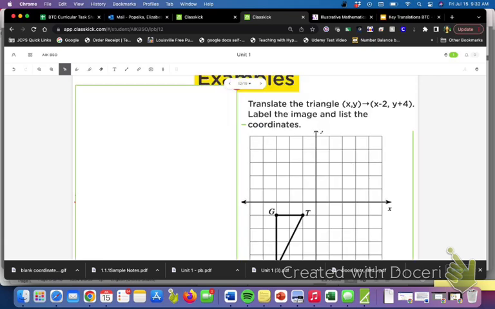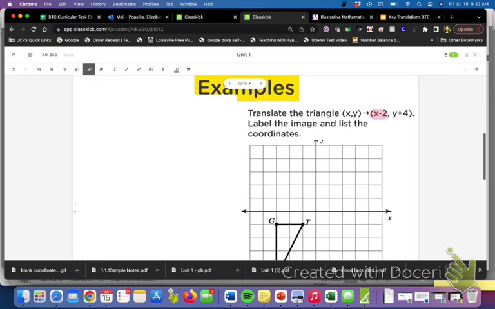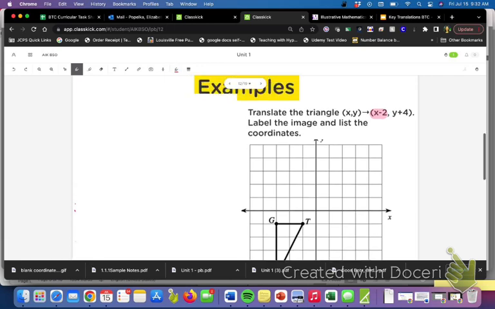So here we are. And it's still asking us to translate, but it's asking us in a slightly different way. So remember that your x-axis is the one that goes from left to right. And because it says here to translate it using the rule x minus 2, the negative numbers on the x-axis get progressively more negative if you go to the left, right? They go to the left.